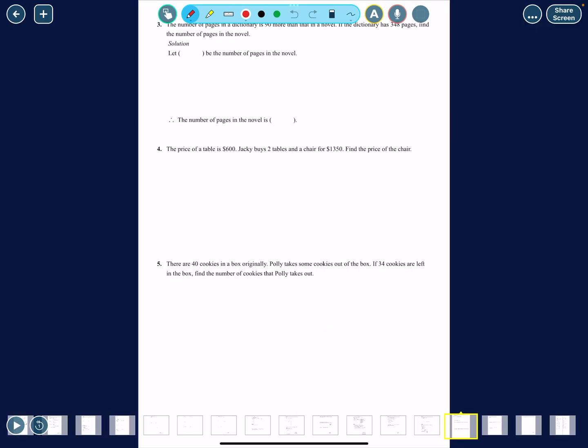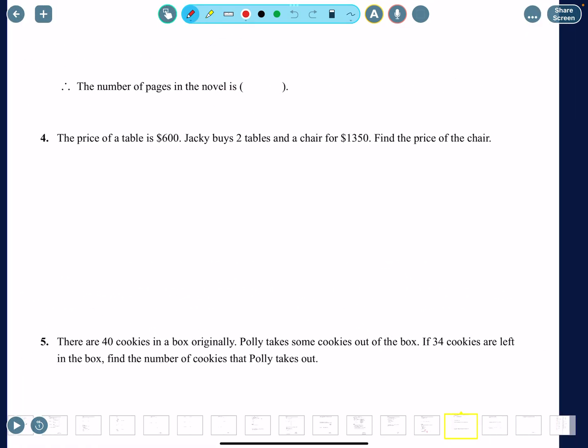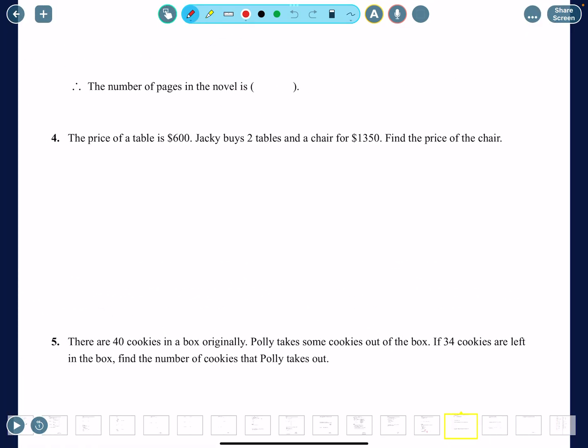Now, sometimes there's going to be more complicated questions, like number 4 over here. The price of a table is $600. Jackie buys 2 tables and a chair for $1,350. Find the price of the chair. So the price of the table is $600. The chair is not given. We're going to declare an unknown because it's not provided for us.